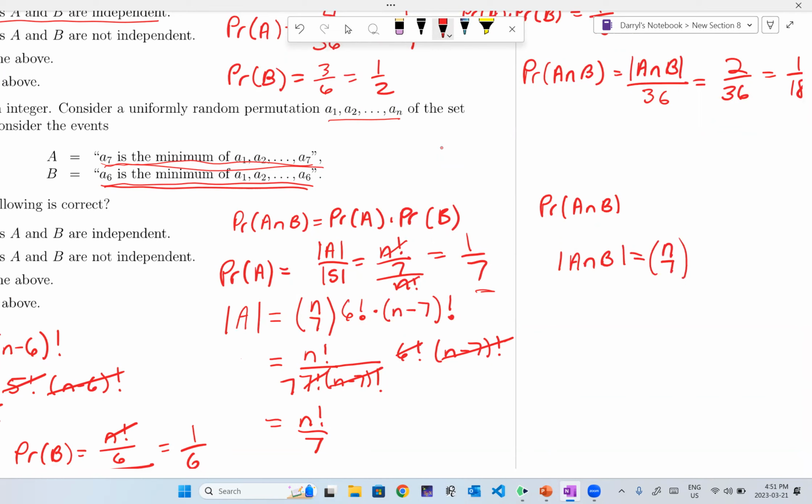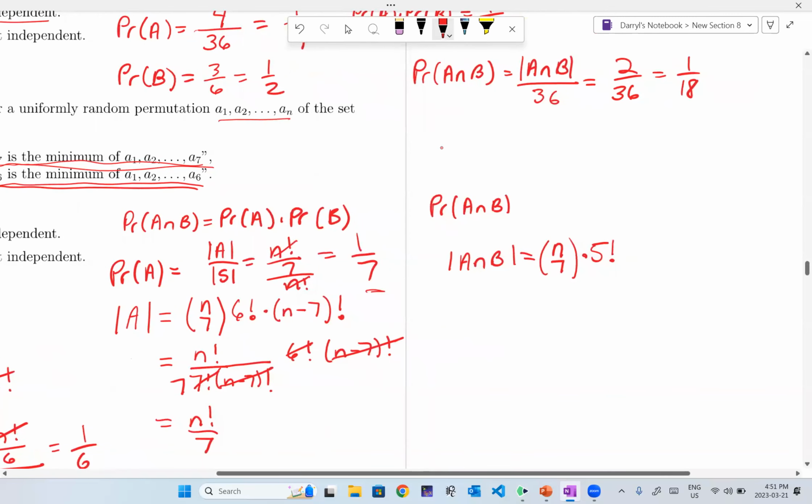I'm going to put the lowest in location 7 and the second lowest in location 6. There's exactly one way to do that. Then I have 5 numbers left and 5 factorial ways to arrange them in the first 5 locations. And then I have n minus 7 factorial ways to arrange the rest of it.